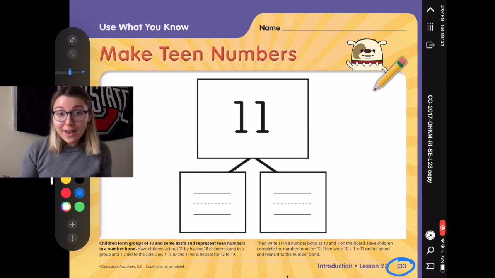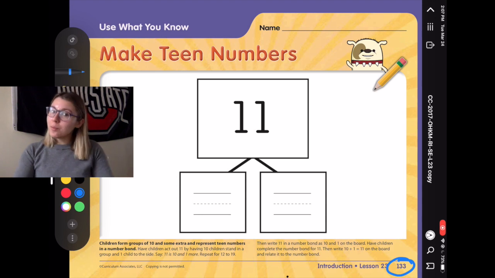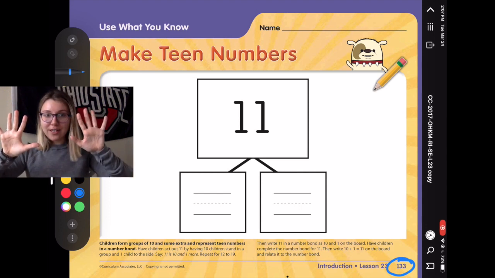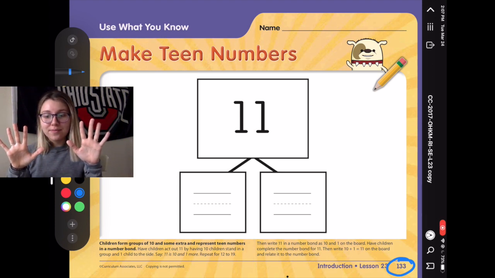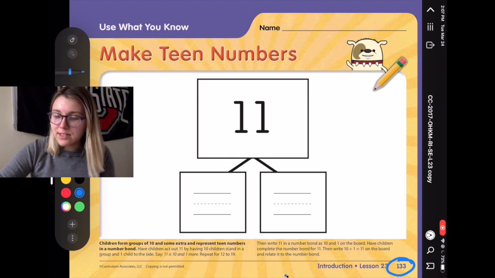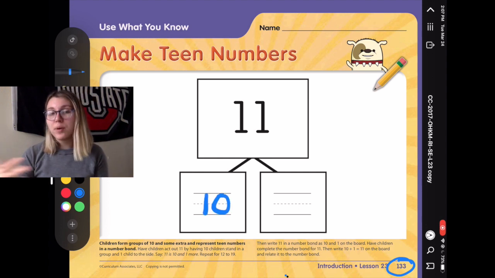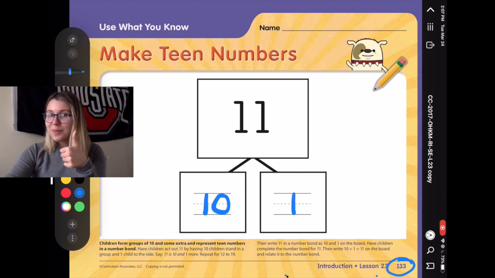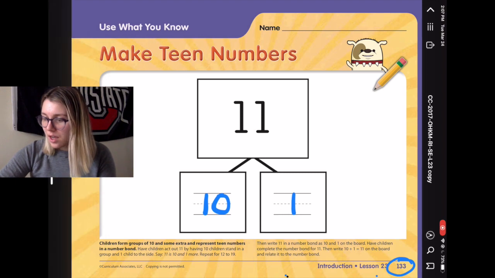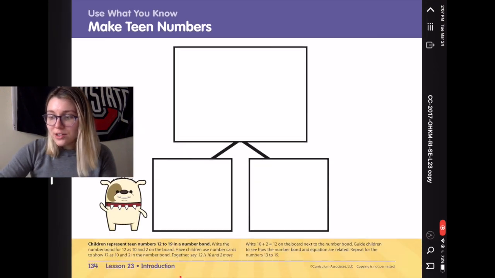So we have the number 11. What two numbers, or what numbers starting with 10, can we put together to get 11? So I have 10 fingers. How many fingers are you going to put up to give me 11? You're right, one more. So I know that I have 10, so I'm going to start with 10. And then 10 bonded or put together with 1 gives me 11. Good job, friends. You guys are on it. All right. Now it's your turn.